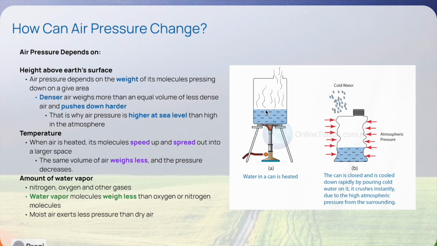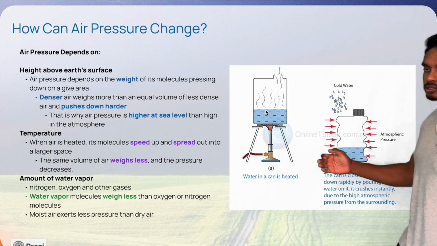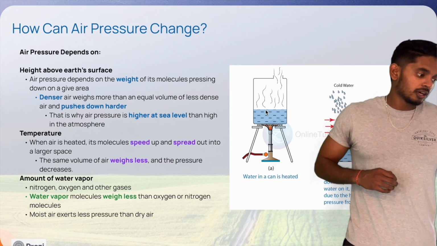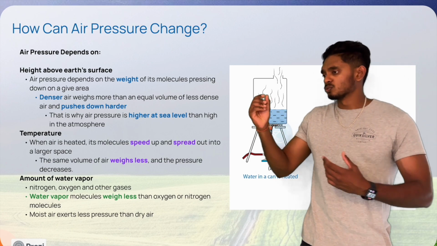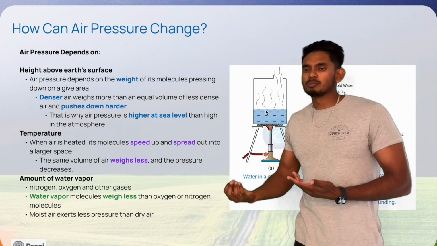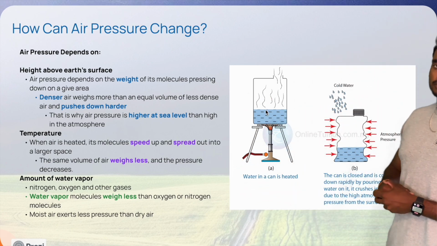The amount of water vapor also matters, along with nitrogen, oxygen, and other gases that are in there. The water vapor molecules weigh less than oxygen and nitrogen molecules. So moist air exerts less pressure than dry air. Really cool. I actually didn't know about that until I started learning about this stuff, that water vapor molecules weigh less. You'd think that the water would make it heavier, but actually it's the opposite.